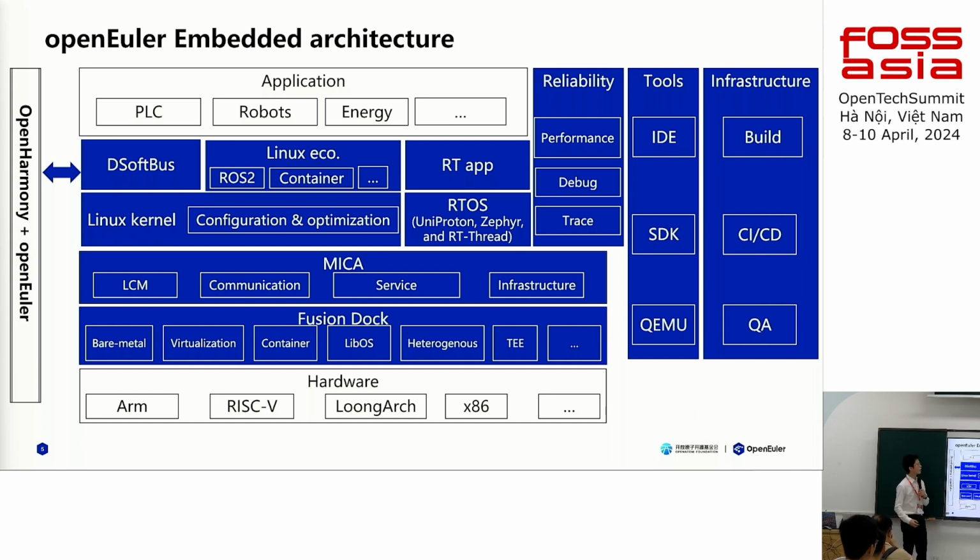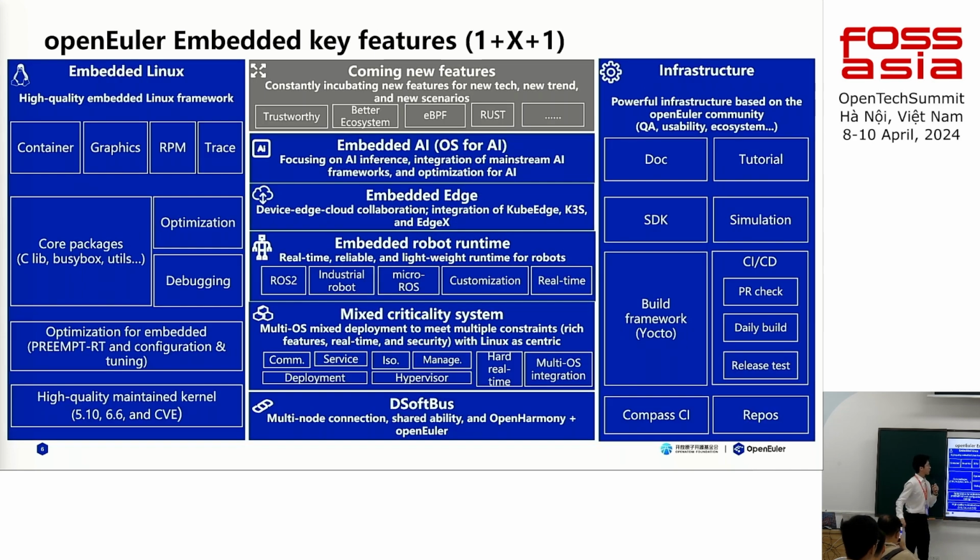Okay, so let's move down a little bit to see the key features of our system. We have the 1 plus X plus 1 feature. The first and last are the invariants, which are the two legs to support our operating system. That is the embedded Linux and the infrastructure, with the X features in the middle.